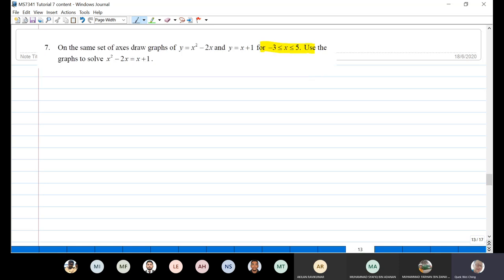So I do something as well for you. Okay, this is draw the graph of two curves. First one is the quadratic curve. Second one is y equal x plus 1, from minus 3 to 5. So they give you a range now. You don't need to guess. Okay, so let's try to make a table for this one first. Question 7. So you don't need to guess here.